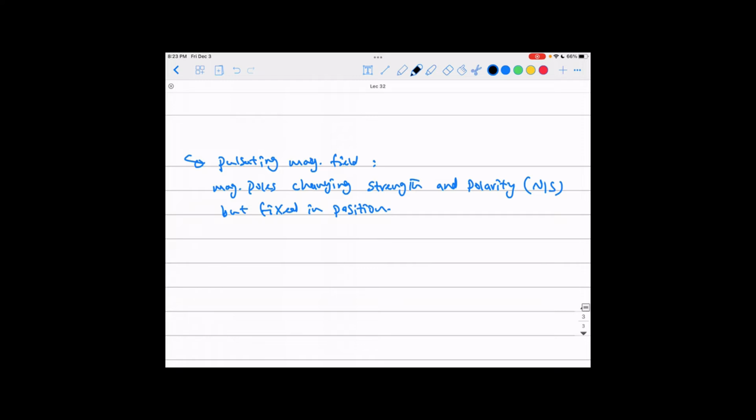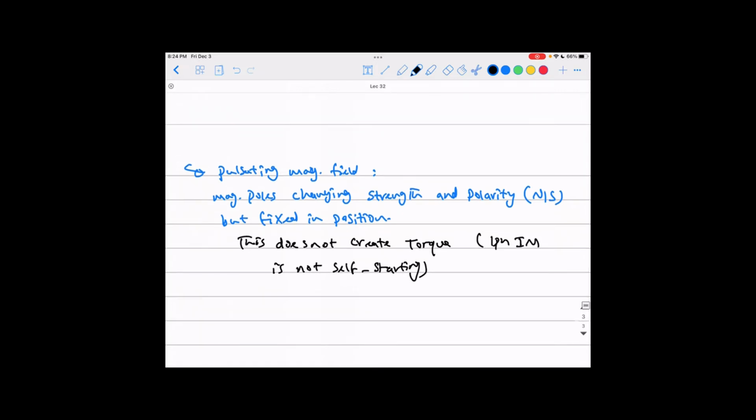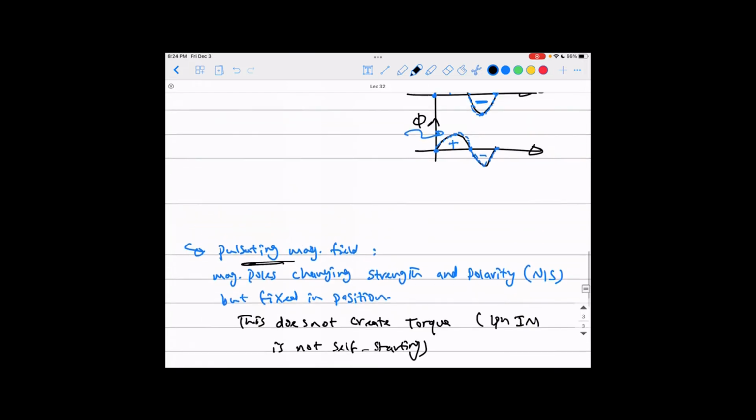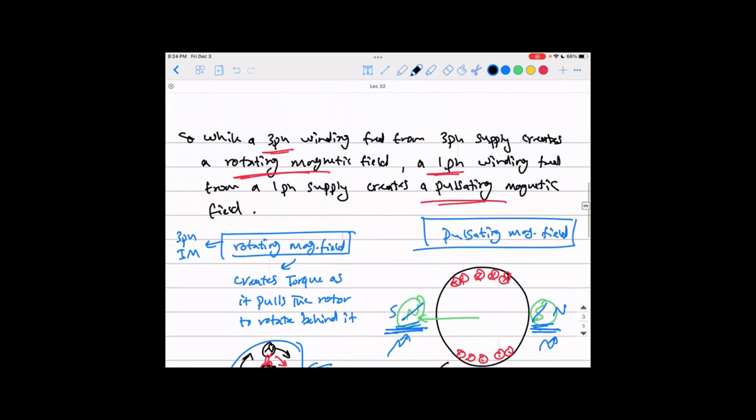Okay? So this does not create torque. So the single phase induction motor is not self-starting. That means this machine will not start rotating on its own, because its magnetic field is kind of pulsating, not rotating like the three-phase induction machine, and that's why it's not self-starting. Okay, guys?